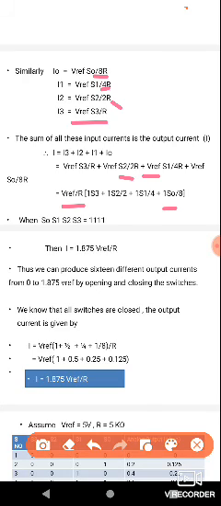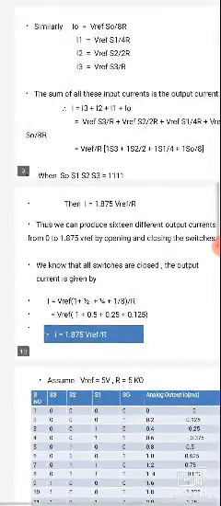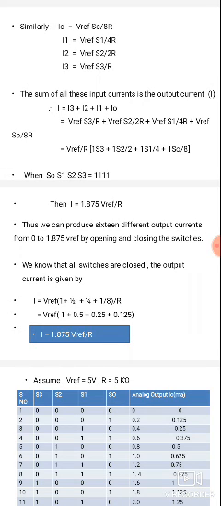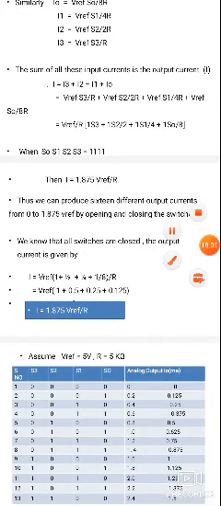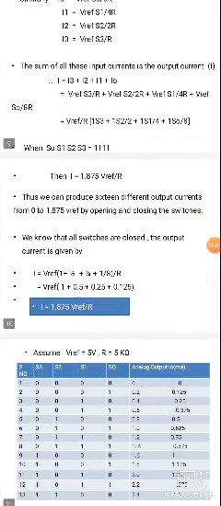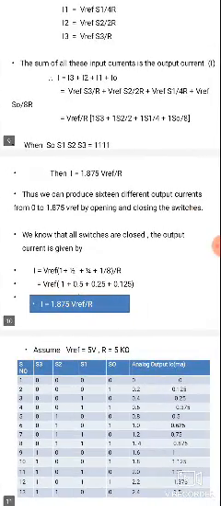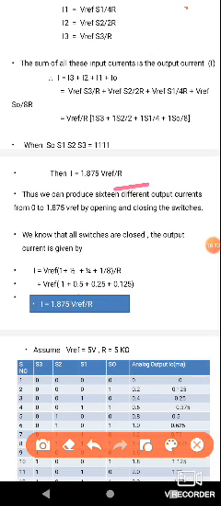So when S0, S1, S2, S3 are all equal to 1, meaning all the switches are in closed condition, the total current is I equals 1.875 into V reference by R. This is the only condition in which we get this output: all the switches S0, S1, S2, S3 equal to 1, that is, all closed.